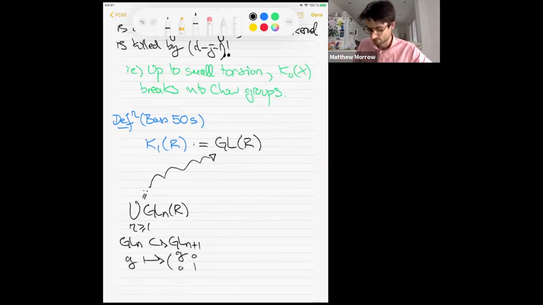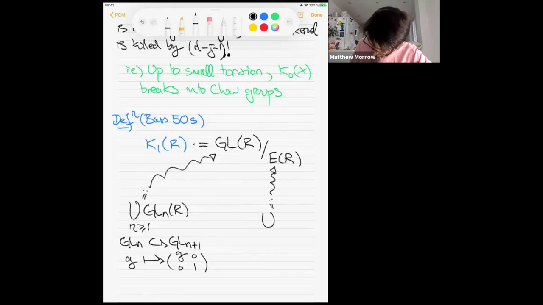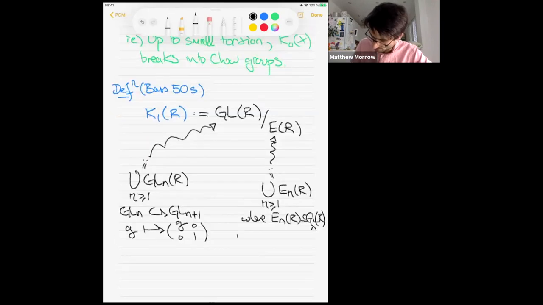So in other words, it's infinite invertible matrices which are eventually just ones along the diagonal and zeros outside some block. And I mod this out by elementary matrices. So this again is the infinite union of all E_n(R), where E_n(R), contained inside GL_n(R), is the subgroup of what you get if you apply elementary row and column operations to the identity.